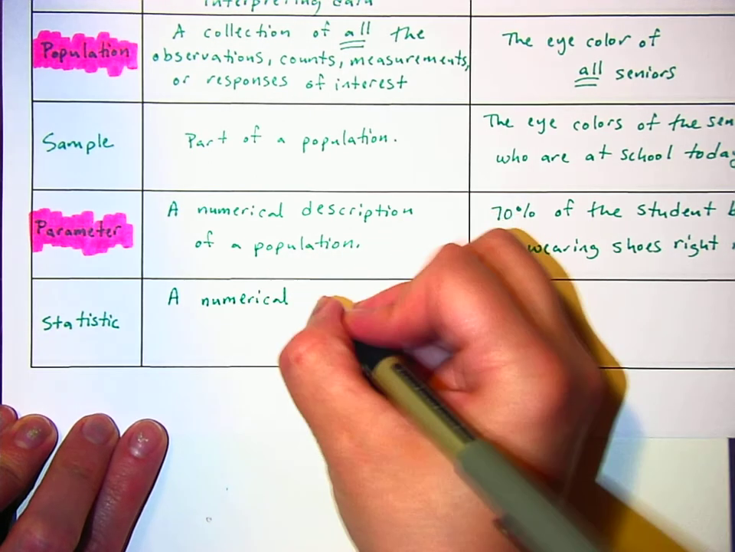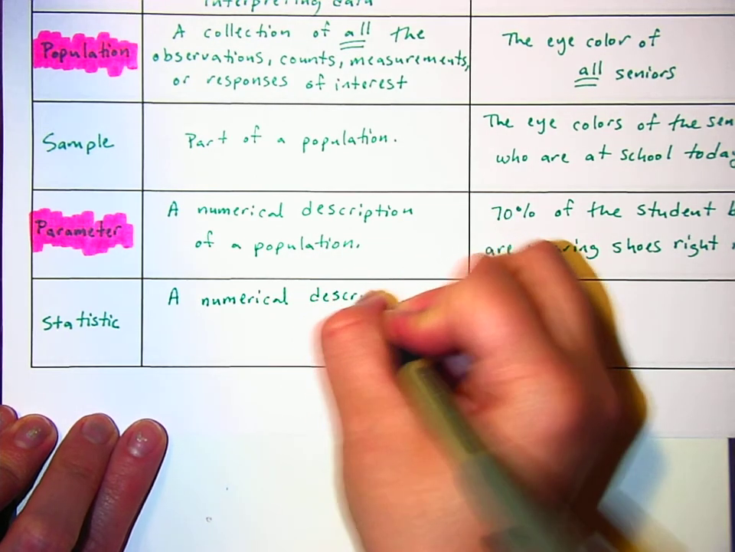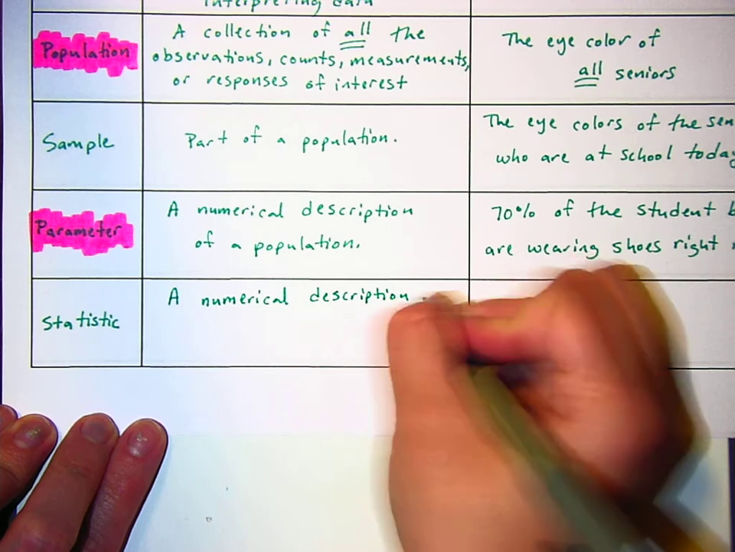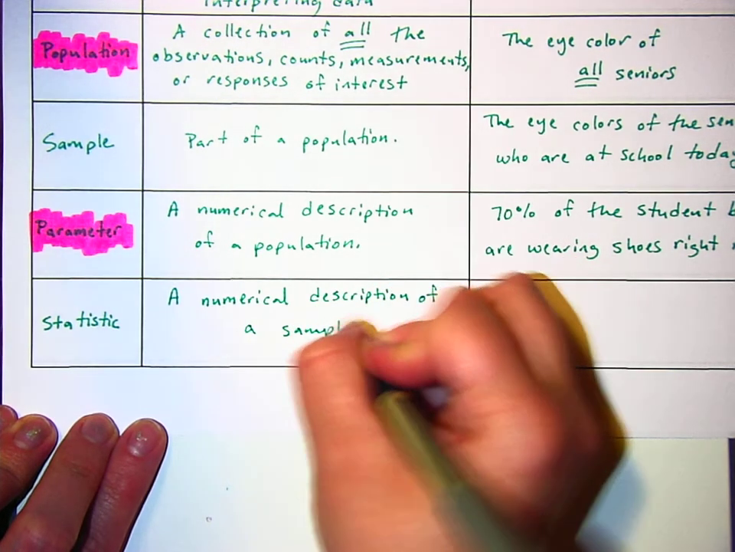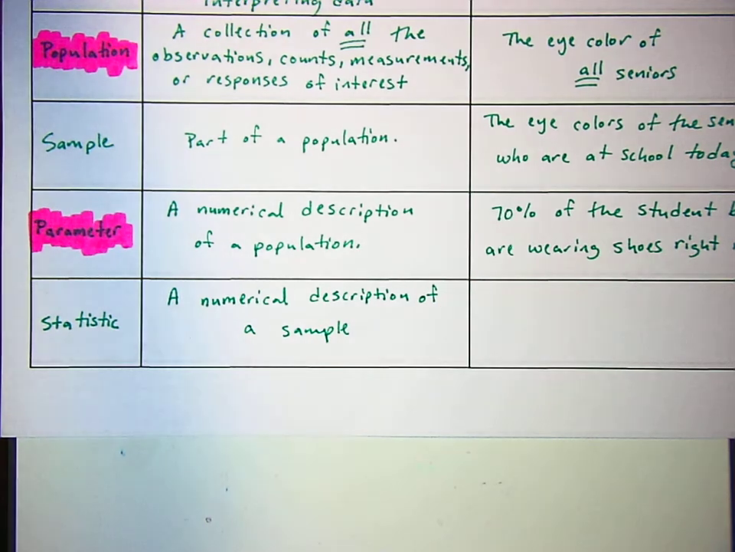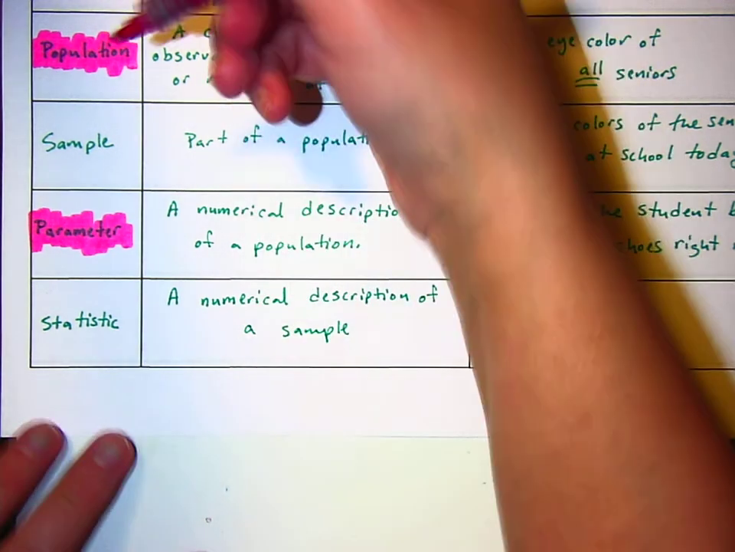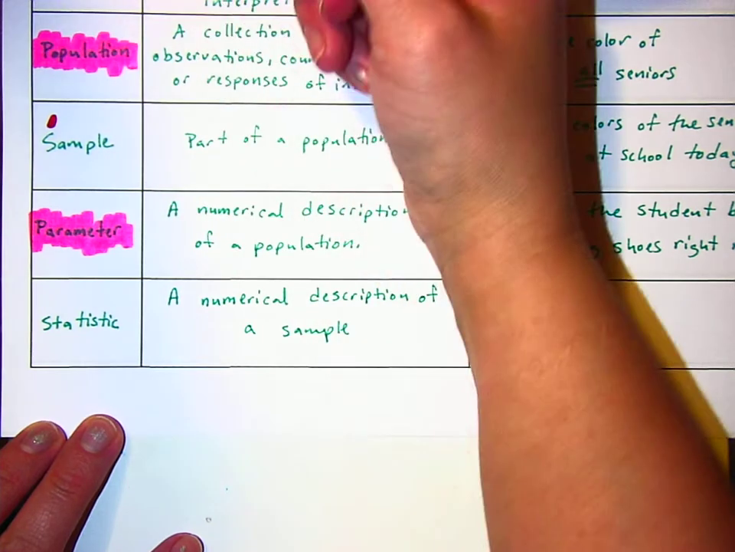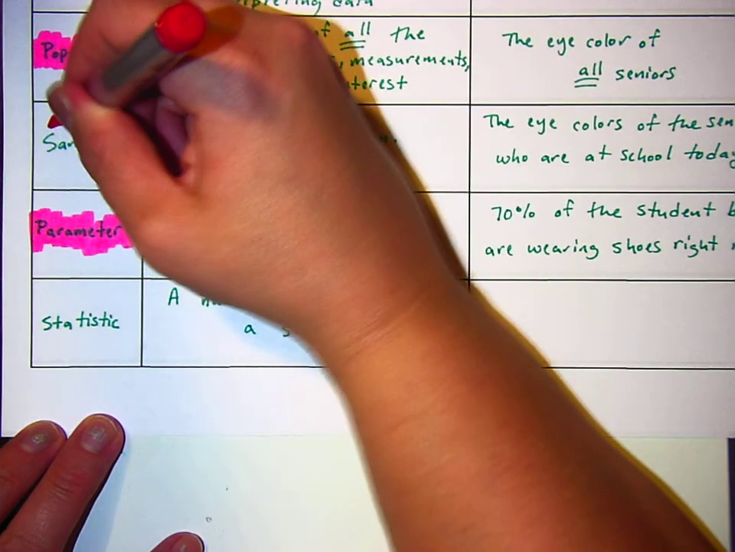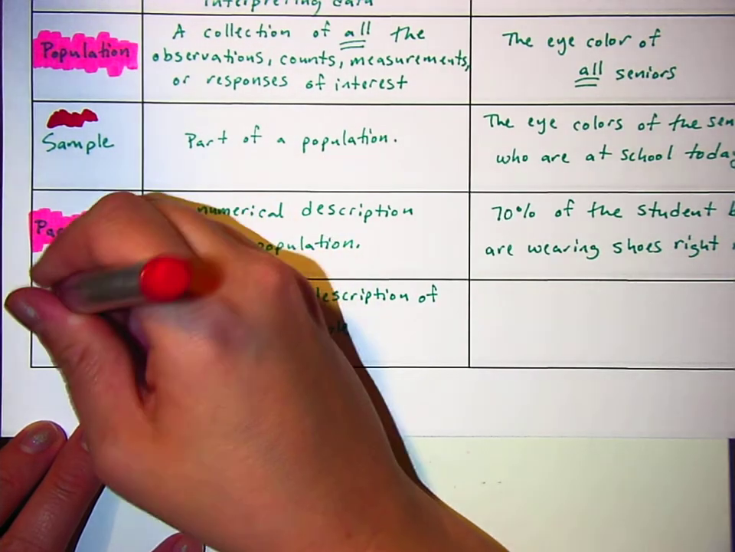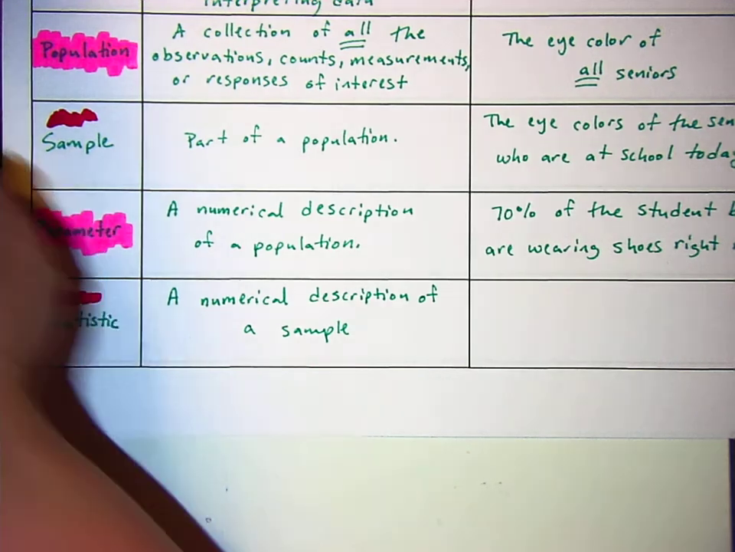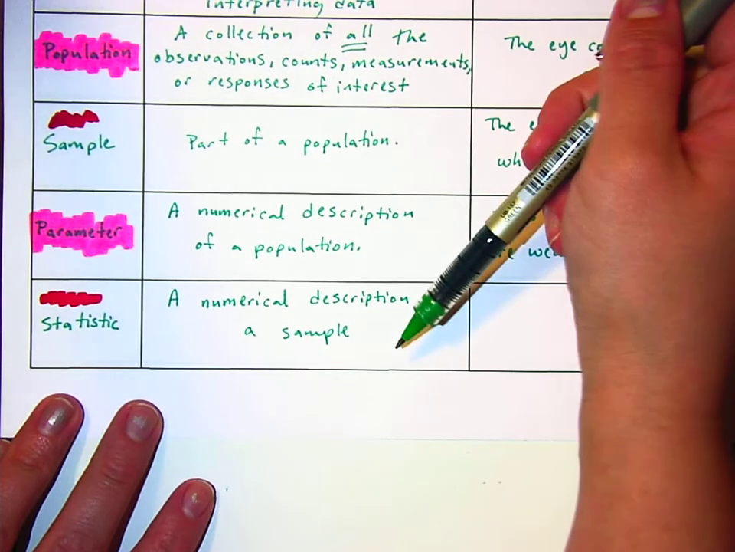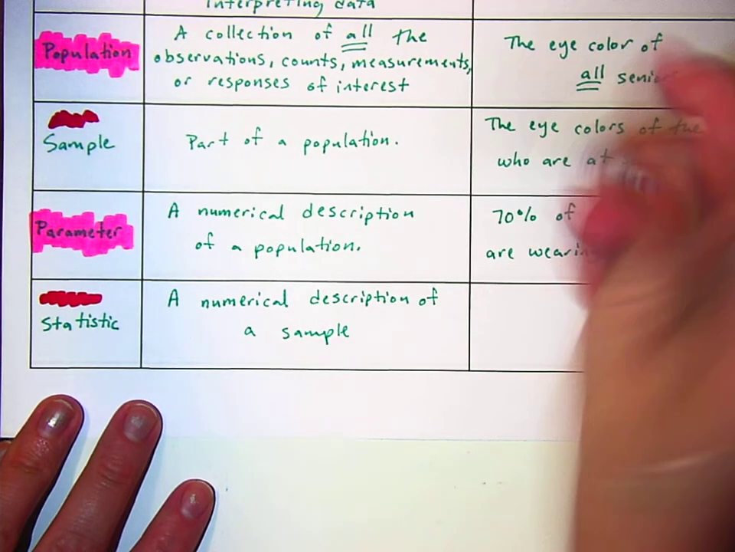Okay, a statistic is a numerical description of a sample. See, I also got this highlighter, but it's red, which makes me think it's going to be too dark. Yeah, way too dark. Okay, so this one right here, I'm not going to color over it or you'll never be able to see it, is the same as this one. So a sample and a statistic are related to each other. Sample is part of a population. Statistic is a numerical description of that part of the population.